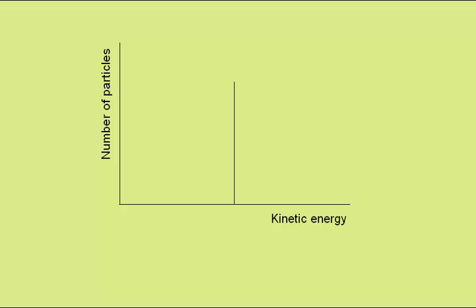Experiment showed this not to be the case, and this is a graph of what we actually saw, with a significant number of particles having virtually no kinetic energy, leading to a maximum number of particles with a small amount of kinetic energy, tailing down to a maximum of kinetic energy here. This is the level of kinetic energy we would have expected from all the particles.